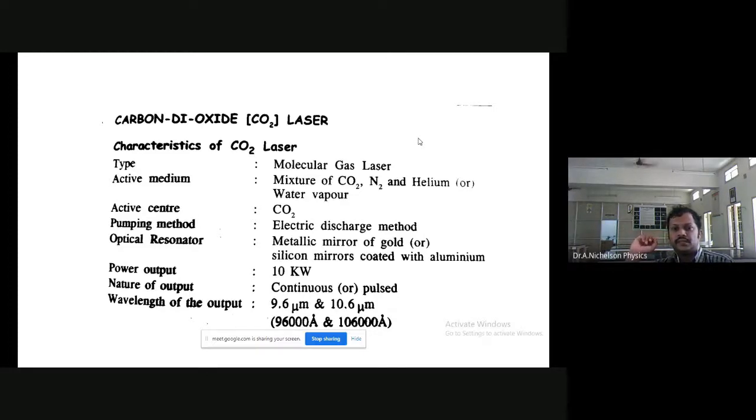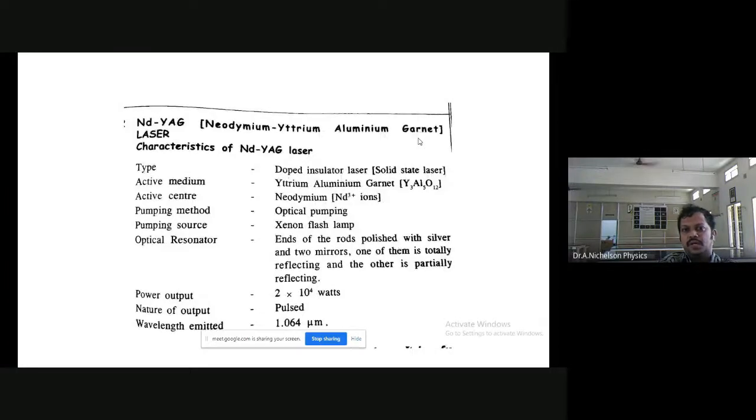The power output of this laser is 10 kilowatt, and the nature of the output is continuous or pulsed. Pulsed means there will be some time delay. Continuous means continuous emission of the laser. The wavelength of the output laser is 9.6 micrometer and 10.6 micrometer. Both wavelengths are available, in the range of the near infrared region.